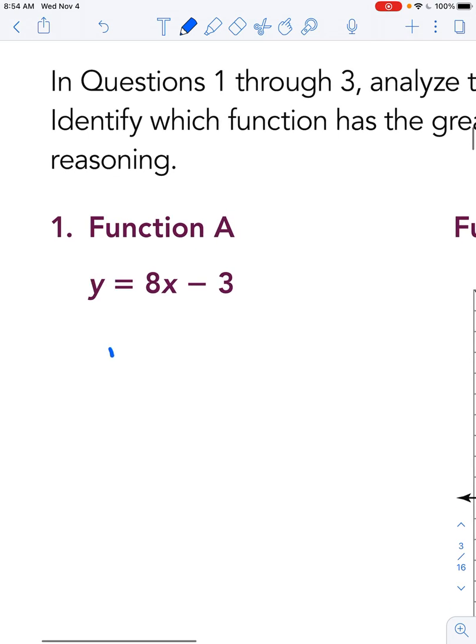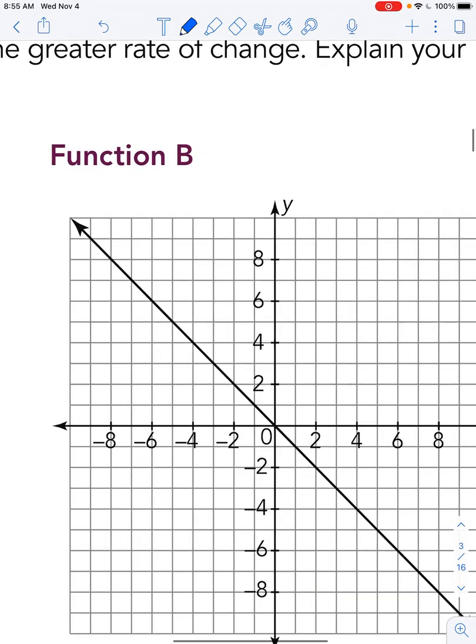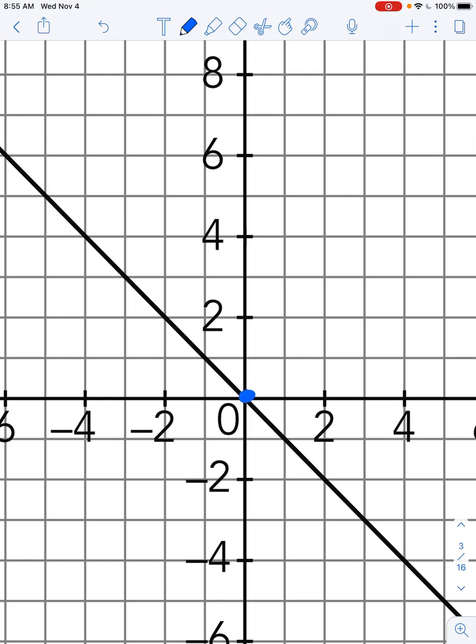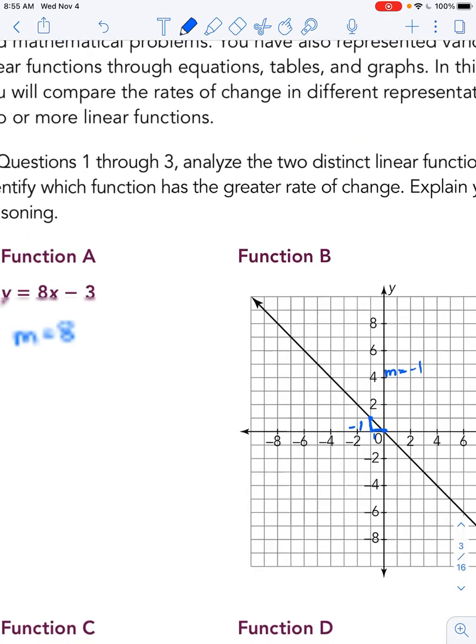It's already in the form y equals mx plus b, so it was really easy to figure out what the slope is there. Then over here, we need to figure out what the slope is. So I'm going to go from here, and this goes through a lattice point. So the slope here is 1 over 1, but we're going negative, so this is a -1.